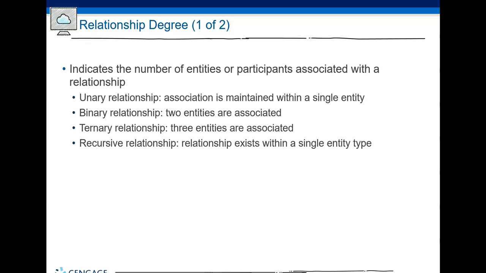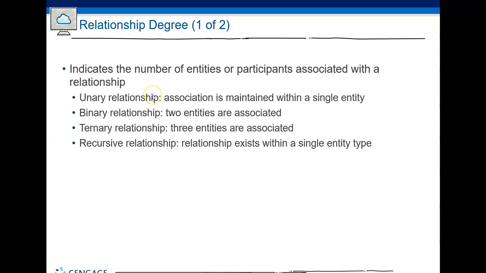Ternary would be, my example that I use a lot, a customer can order a part from a certain vendor. So you need all 3 of those entities at once in order to do the relationship. It's not just that 3 things are connected together. That's not ternary, because you can do that with more than one relationship. But if it's one relationship that connects 3 things, that's ternary.